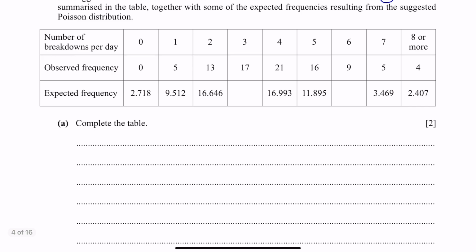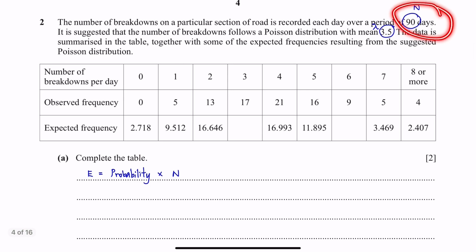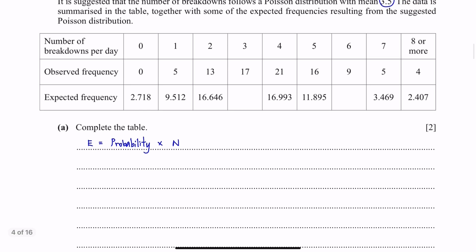And for expected frequency, we have the formula as the probability times n, which is the number of days in this question. We have 90 days. So probability of Poisson distribution is given as e to the power of negative lambda times lambda to the power of x over x factorial. Alright?